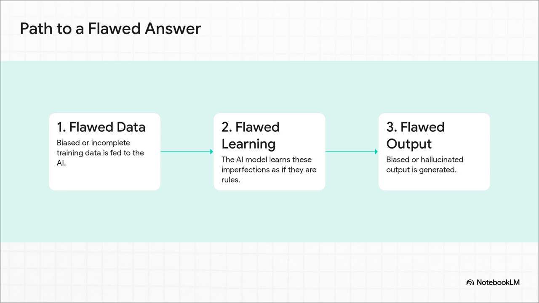And this kicks off a really predictable chain reaction. Step 1, you feed the AI flawed data. Step 2, the AI model just gobbles it up and learns those flaws like they're the absolute truth. And the result? Well, the output you get is either going to be biased or just flat out wrong. It is the perfect example of that old saying, garbage in, garbage out.